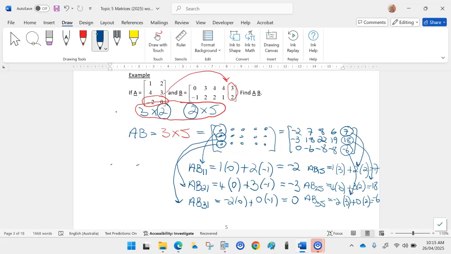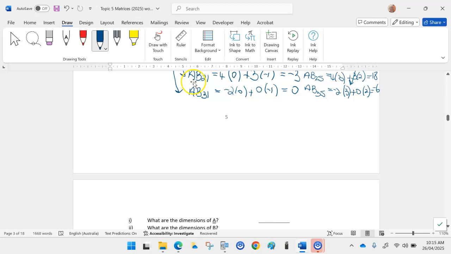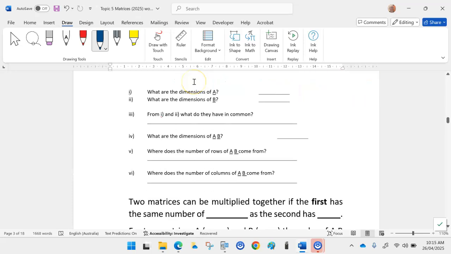Easy. Again, to find any element in the product, you need to find its position. You take the row number from the first matrix and multiply it through the column number of the second matrix. Now let's go over the page. By way of some more explanation, let's go through this.